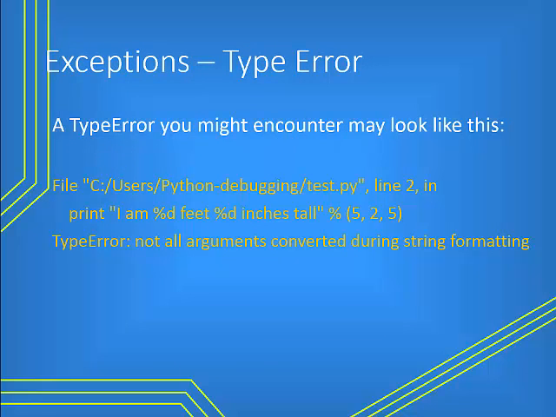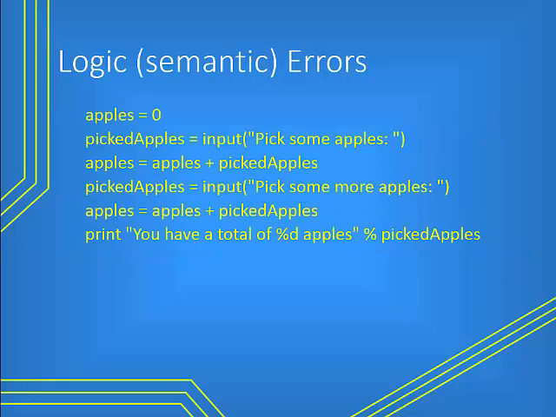These errors are caused by not matching the correct number of substitutions into a string format. The string format in both cases requires 2 substitutions. The first error is caused by attempting to substitute 3 arguments, and the second error is caused by trying to substitute 1 argument. Semantic or logic errors are problems with the design of your program.